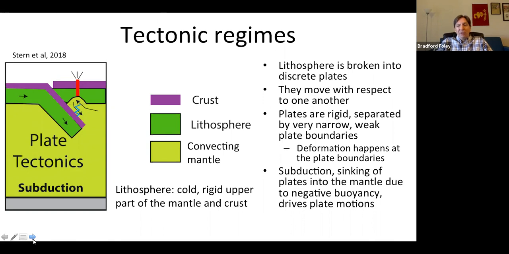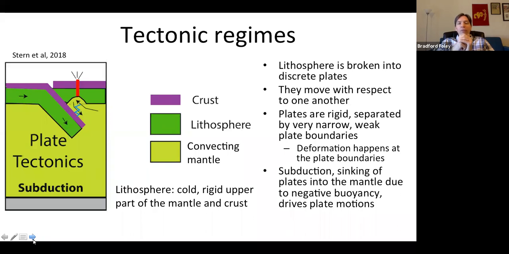All right, so there's basically three main regimes I'm going to highlight here. The first one is the most obvious, and that's plate tectonics, like happens today. The lithosphere of the Earth is the layer at the surface where temperatures are cold, because it's in contact with this cold atmosphere, and that makes the rocks behave rigidly. This includes the upper portion of the mantle and the crust as part of the lithosphere. And you can think of the lithosphere and the tectonic plates as being one and the same.